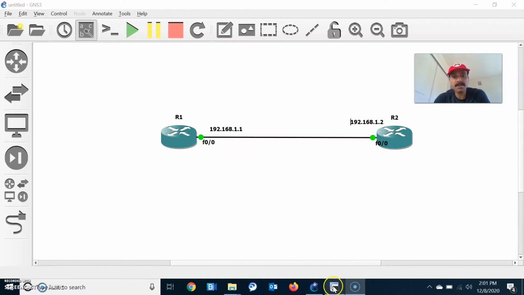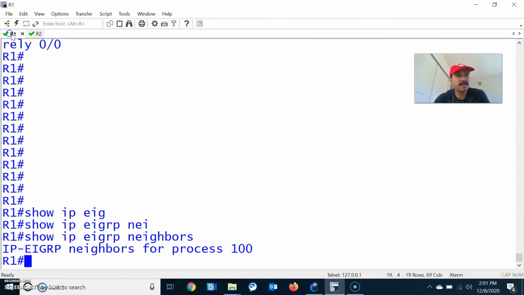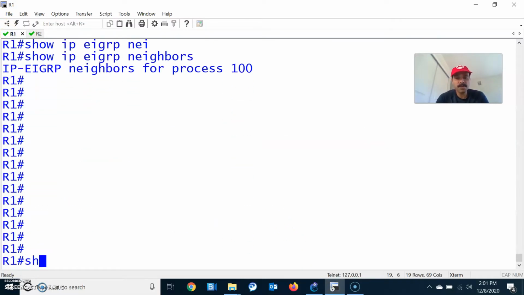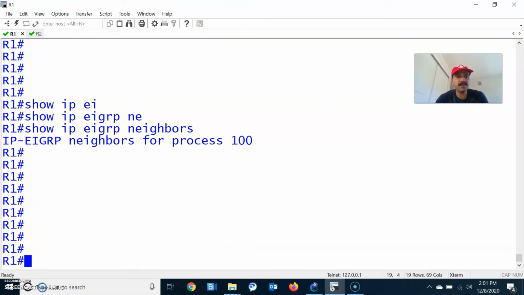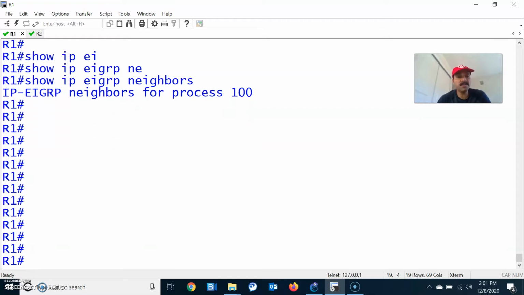So now let us go to R1 and R2. What we can do is show IP EIGRP neighbors. For some reason it is not forming the neighbor relationship with R2. So we need to find out the issues and we need to fix it.